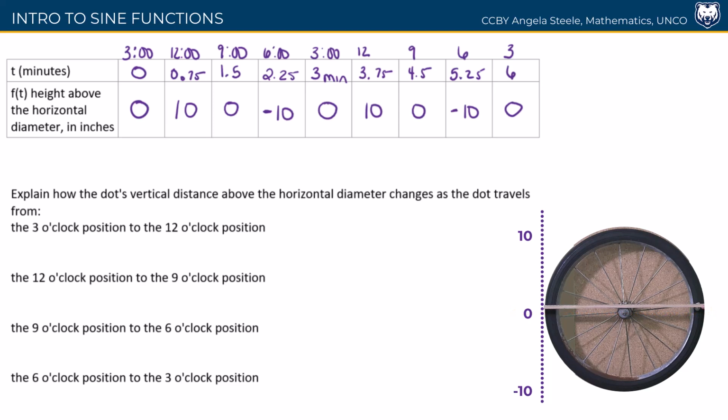All right, so now we want to explain how the dot's vertical distance above the horizontal diameter changes as the dot travels. So if we think about our dot going from the 3 o'clock to the 12 o'clock position, that means we are increasing that height, right? So if you go back to our table, we went from 0 to 10, so that means we are increasing the height. And then if we go from the 12 o'clock to the 9 o'clock position, our height started at 10, and then we go down to 0. So that means we are decreasing the height.